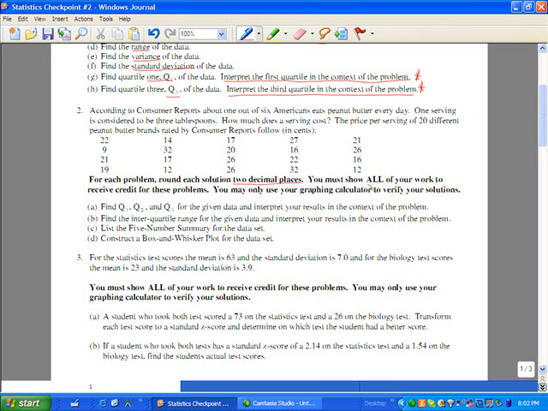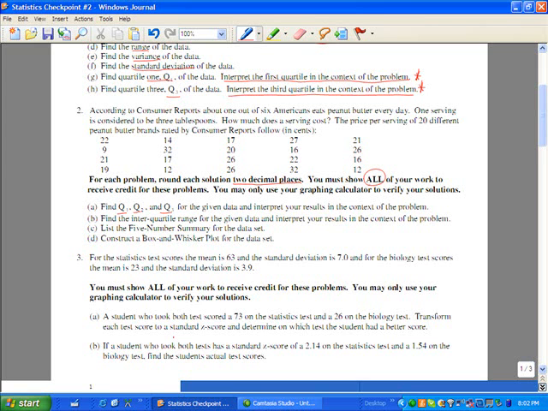You must show all of your work once again to receive credit for the problem. You may only use the graphing calculator to verify your solution. Again, this is the only time I will ask you to show me how you find your quartiles by hand. You can use the calculator to check your work. However, I want to see how you found these answers.